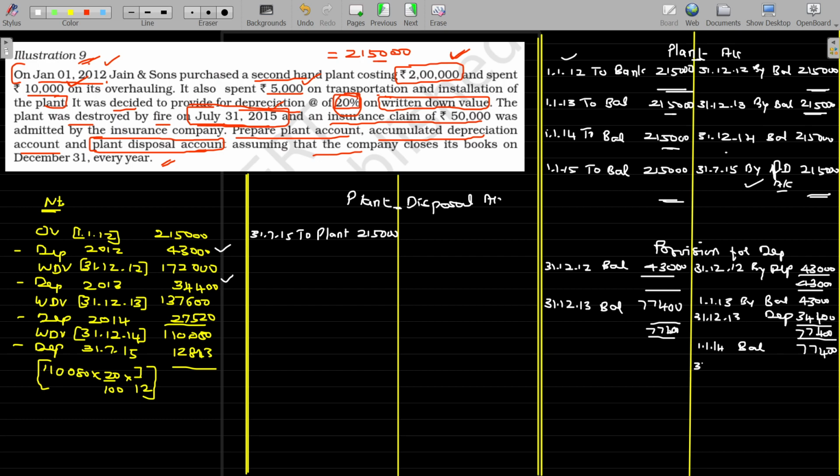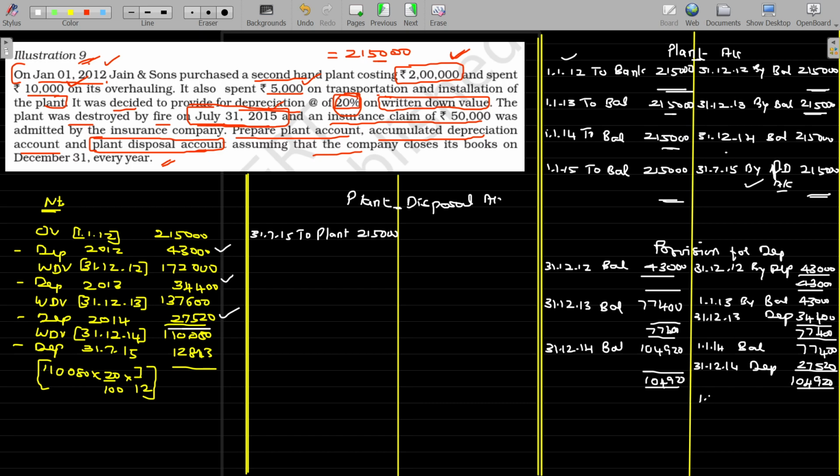And for that year end, 31/12/14, you have to provide the depreciation, which is 27,520. Already we have found that in the working note. So 27,520. If I add this, the final value being 1,04,920. That becomes the balance here on 31/12/14. The balance being 1,04,920.